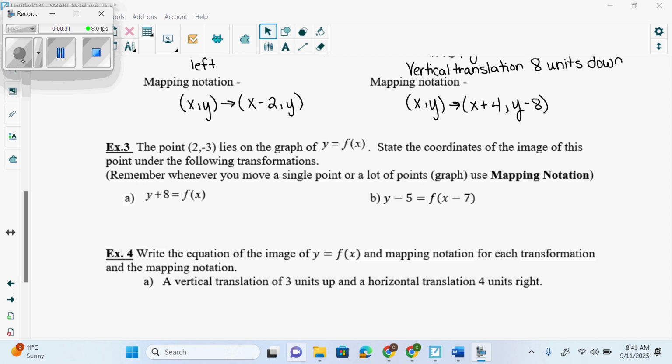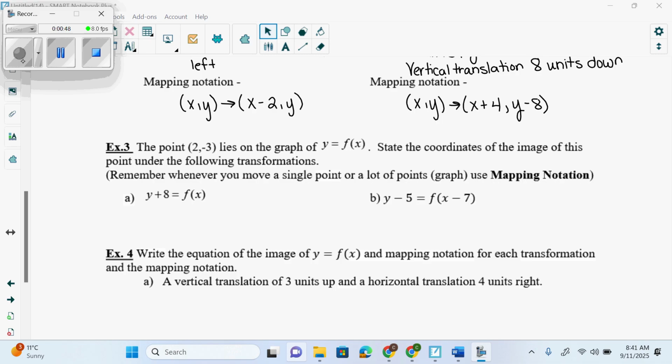Why am I showing mapping? Because we're preparing for not today. Okay. So the point (2, -3) lies on the graph of y equals f of x. State the coordinates of the image of the point under the following transformations. Remember, whenever you move a single point or a lot of points, a graph, use mapping.